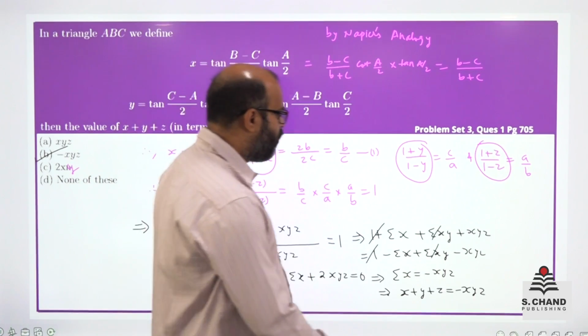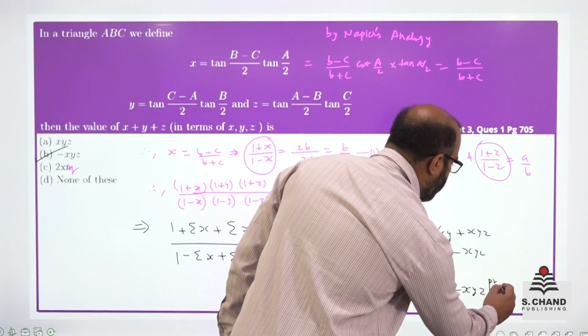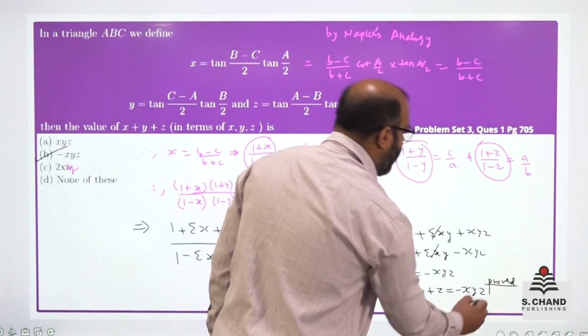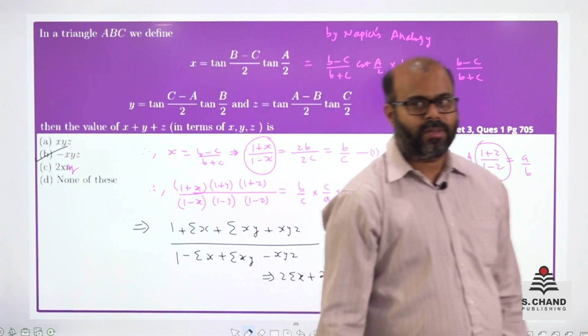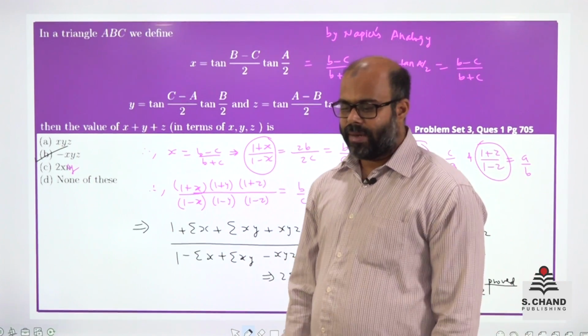So this is how we will prove it. We need to do some manipulation, because in the direct way it would be lengthy. We could have done by some direct way also, but it would have been lengthy.